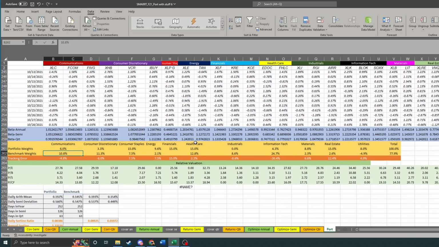And then the benchmark weights, those are inputted just directly. You can find that information on some website. It's not difficult. You just search it up and you'll be able to find it. Probably Fidelity has it.